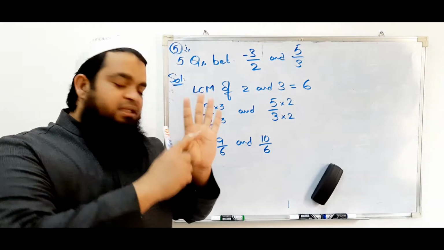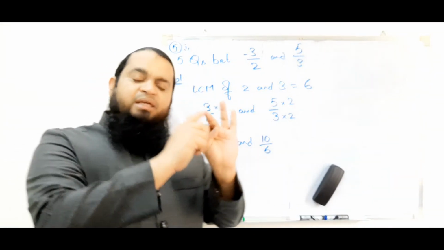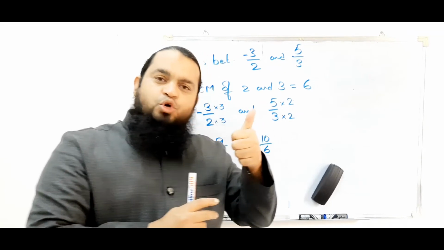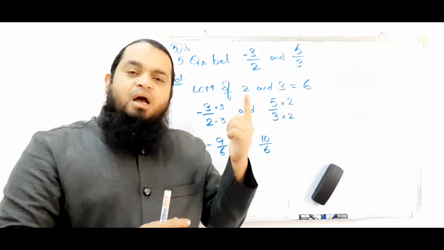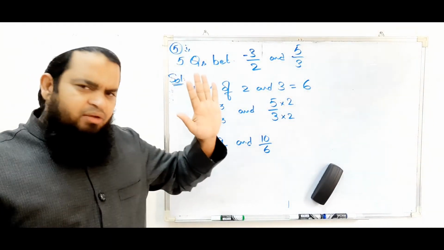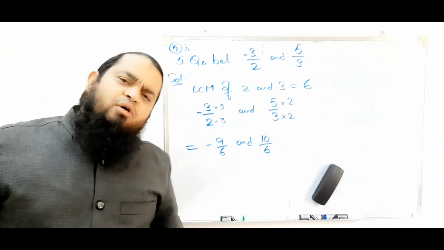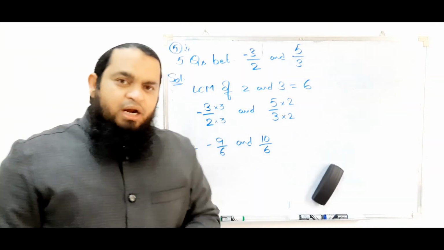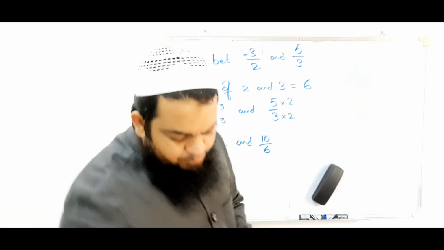Minus 8 by 6, minus 7 by 6, minus 6 by 6, minus 4 by 6, minus 3 by 6, minus 2 by 6, minus 1 by 6 and 0 by 6. Okay, you want only 5 rational numbers. You write any of your 5 rational numbers between these two numbers. Got it? Yes, very simple.